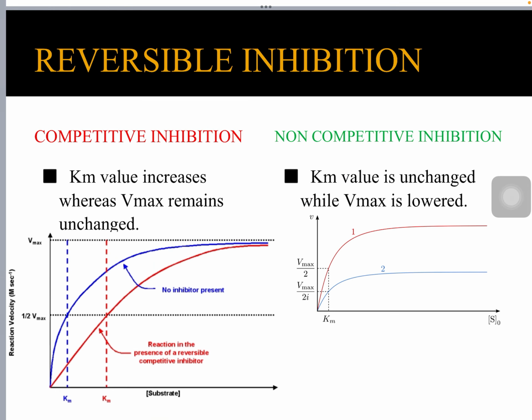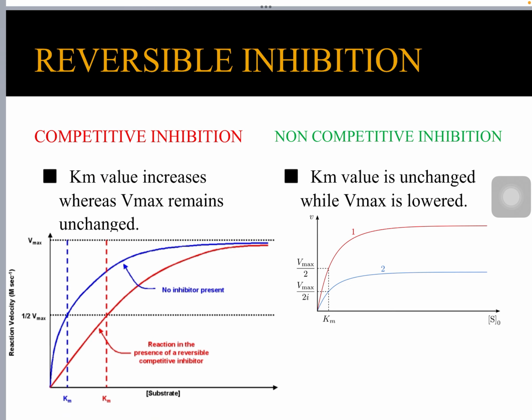So that is based on the Km value. We can draw a graph based on the Michaelis-Menten equation. The Michaelis-Menten equation is V equal to Vmax into substrate concentration divided by Km plus S. If you know all these values plotted in the graph, we can find out the velocity of the reaction. As the Km value increases, the Vmax remains unchanged as far as competitive inhibition is concerned.